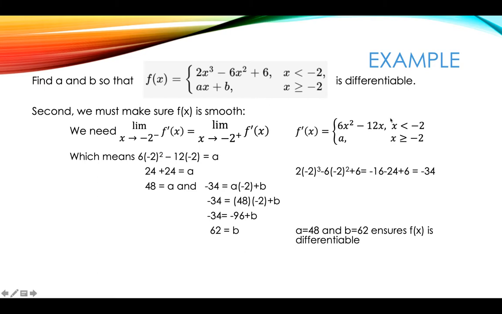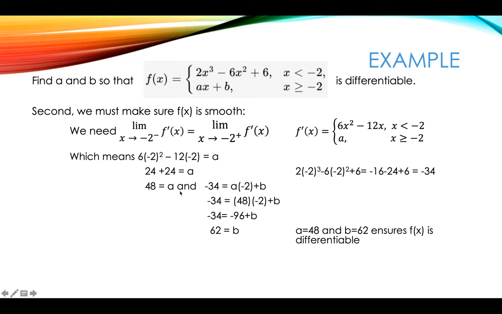So that means that as we approach -2 from the left and the right, we have to have the same value. So let's plug in -2 everywhere we see x. So 6 times -2 squared minus 12 times -2 is equal to a. So 24 plus 24 is 48, and that equals a.